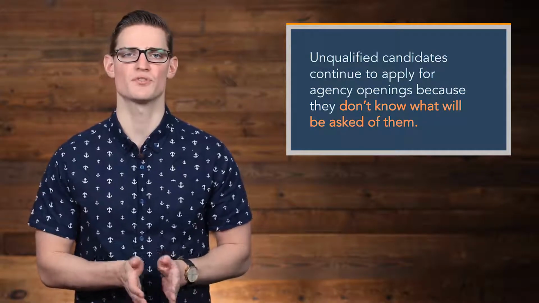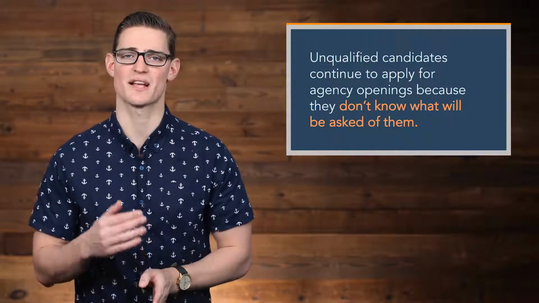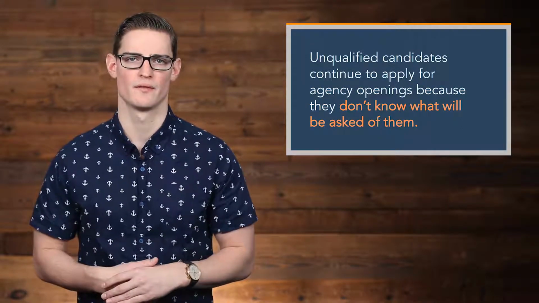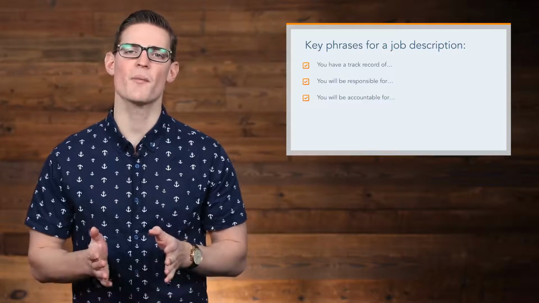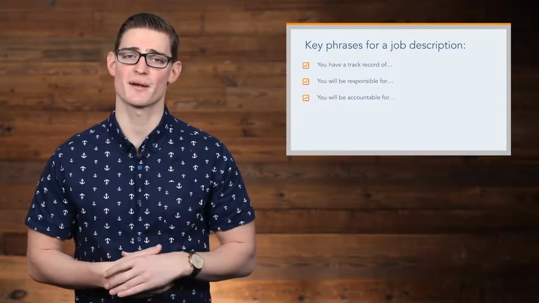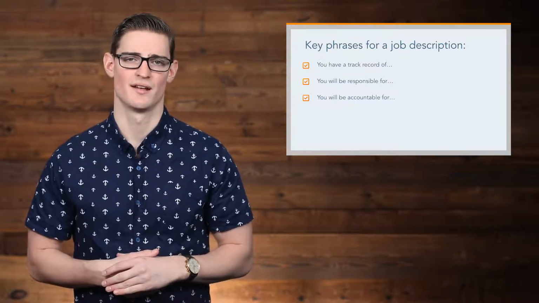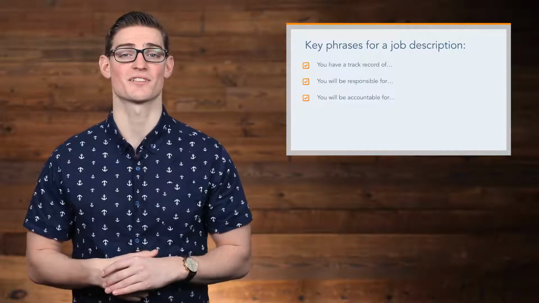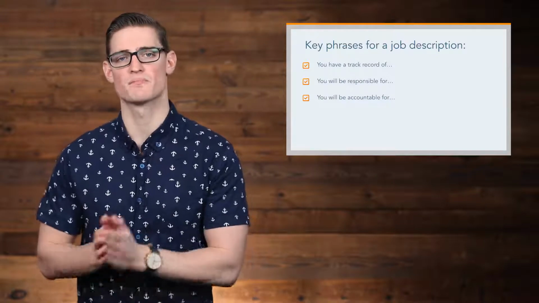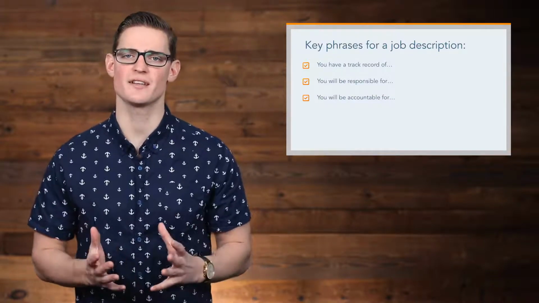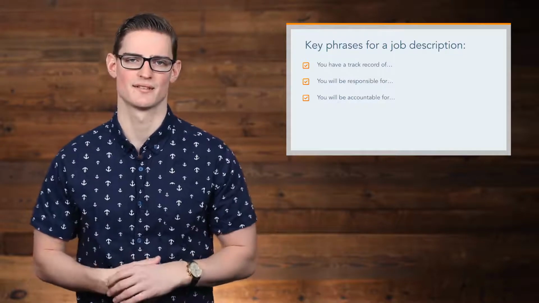Within your job description, use the right language to remove any confusion around exactly what will be asked of a person in this role. For example, key phrases to lean on would be, you have a track record of, you will be responsible for, and you will be held accountable for. Being upfront about track records sets strong expectations for the interview process. Candidates will now be prepared to discuss their history in delivering the tasks required. By communicating what they'll be responsible for and accountable for, confident candidates will begin appearing as applicants.